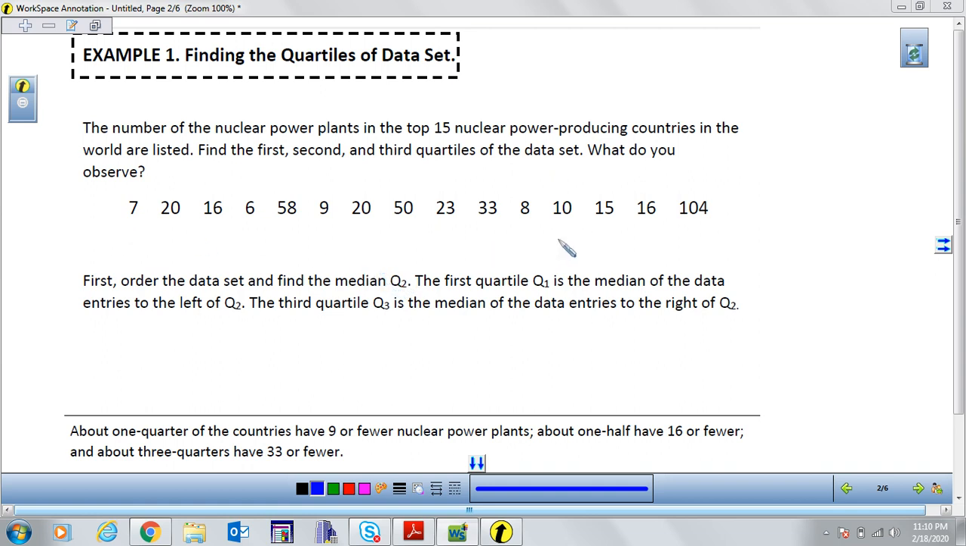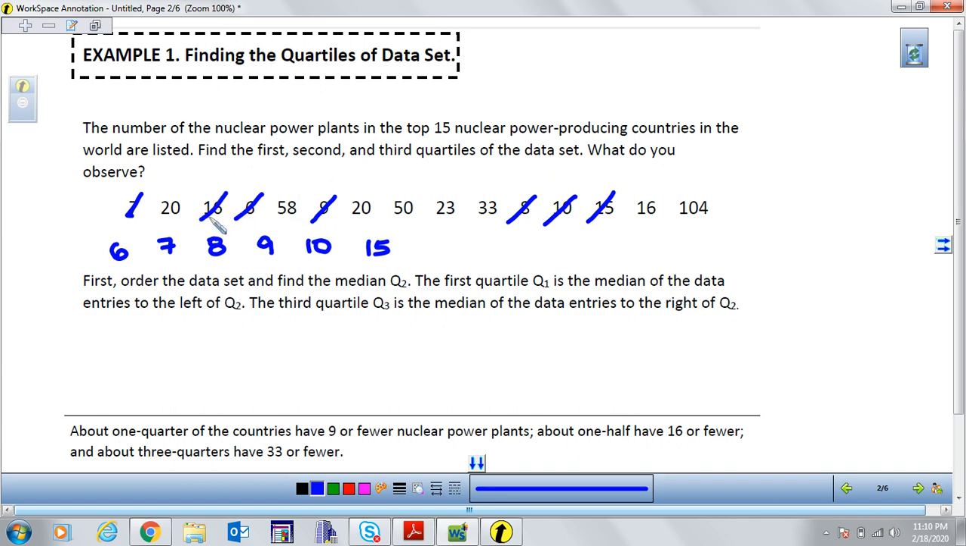So we have to put in order all these numbers. Start with the least number from all these values. That would be the number 6. I'm going to scratch off the ones that I'm already putting in order so that I don't repeat them. Then we have a 7. Then we have 8. Next number would be 9. Then we have 10. Then the next number being 15.